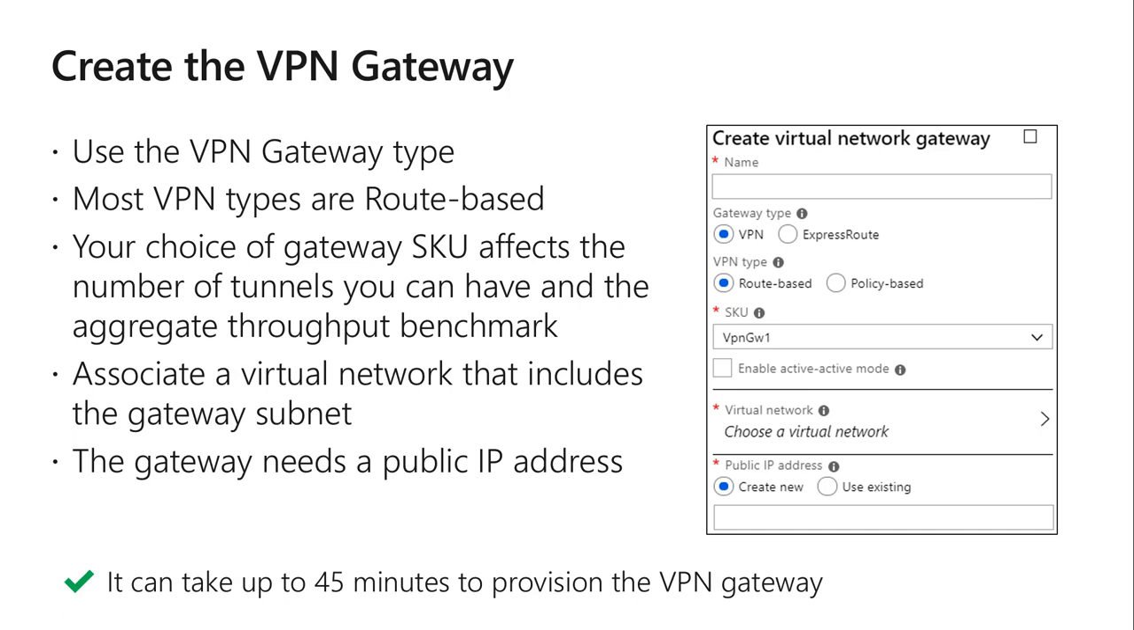Virtual network: associate a virtual network with the gateway. Before you do this, you must configure the gateway subnet, and each virtual network will need its own VPN gateway. And of course, a public IP address as well. This can take up to 45 minutes to provision. Right, so this you have to remember. It takes up to 45 minutes.